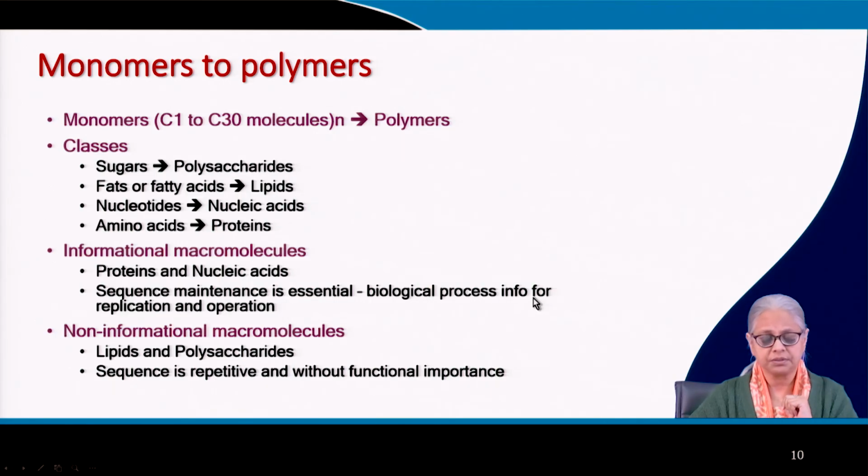All biological process information of replication, operation, and so on is based on these sequences. Then we come to non-informational macromolecules: lipids and polysaccharides. Just as we know from our own diet, sugar and fat don't provide any information. What are they doing? They're providing mass and energy. Same thing for the microorganisms. Sugar and fat is useful only for providing organic carbon and energy for the organism to survive.